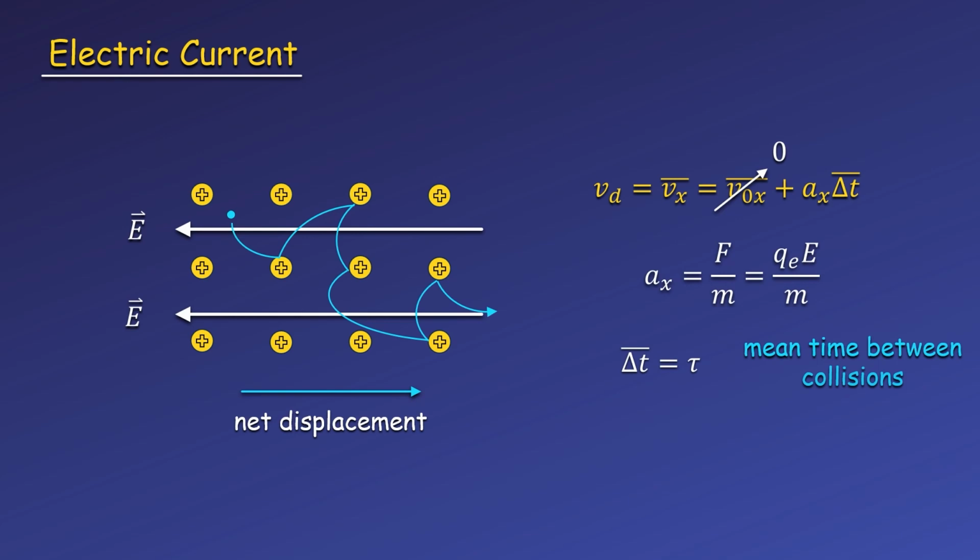This average time interval we call the mean time between collisions, and we will give it the special symbol of Greek tau. Substituting these, we find the drift velocity is proportional to the electric field, and plugging this into our equation for electron current from before, we find the electron current is also proportional to the electric field, which we would probably expect to be true.